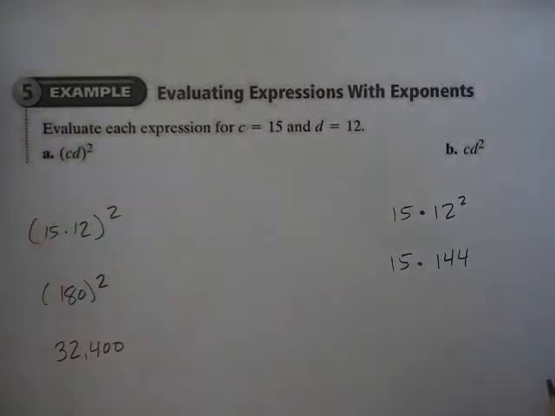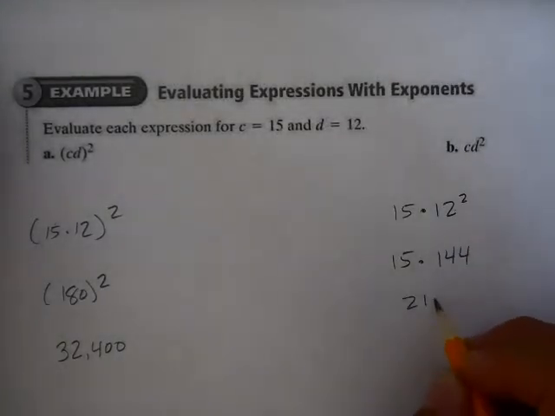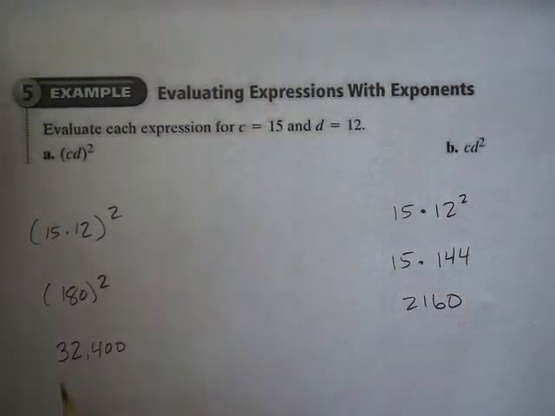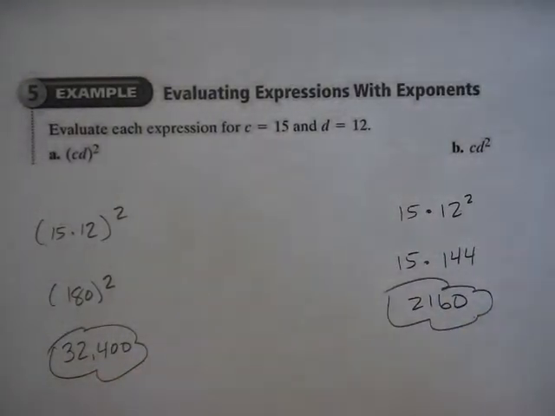Uh-oh, it looks a little bit different already. And then 15 times 144 is 1,440 plus half of that, which is 2,160. Okay, so this is an interesting thing: parentheses do make a difference on these types of problems, so we have to be a little bit careful.